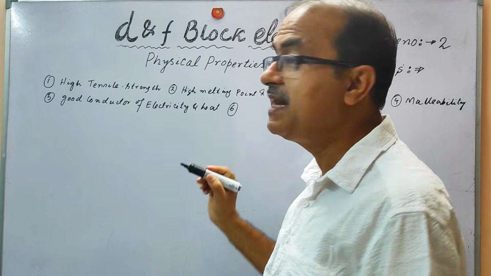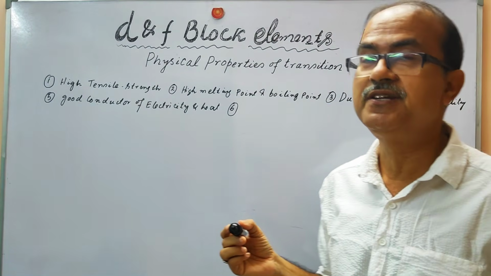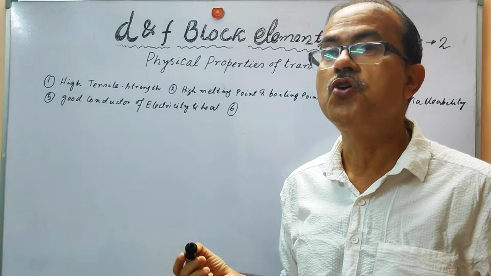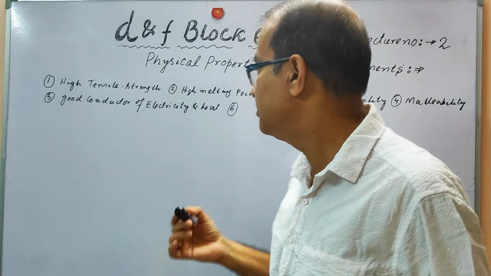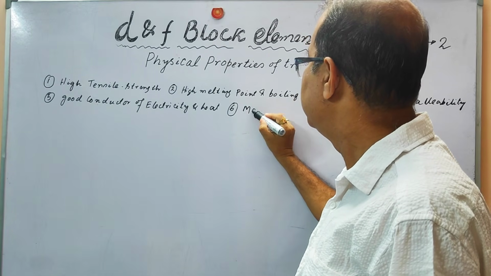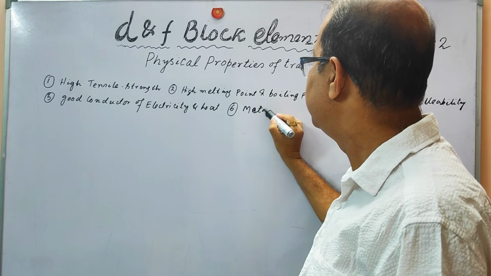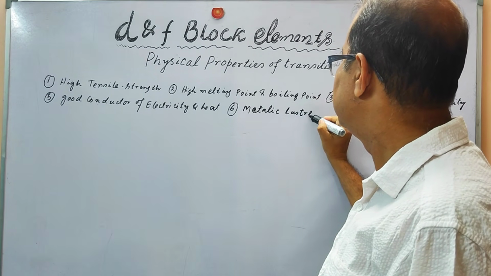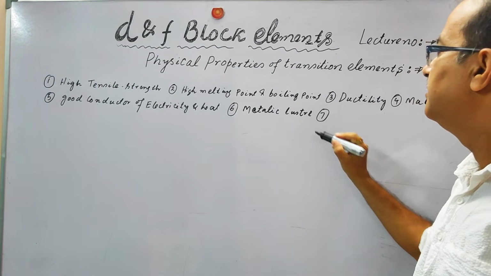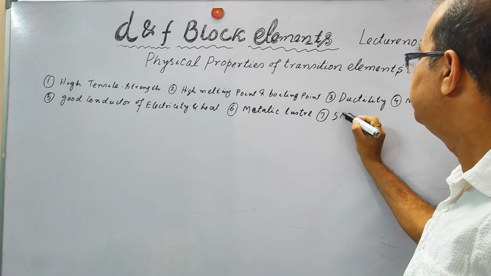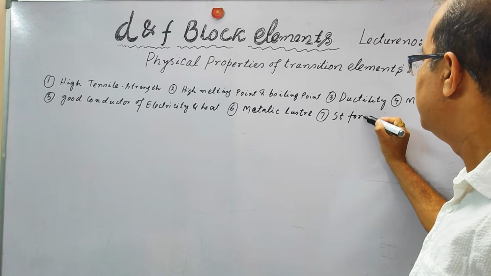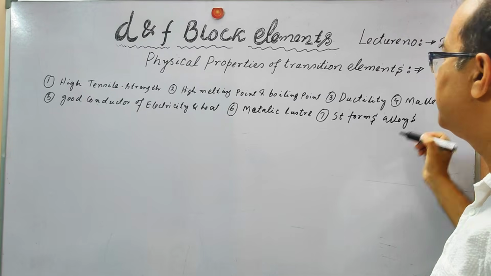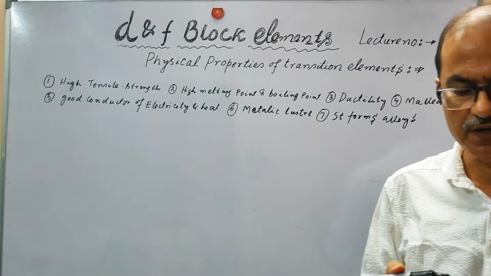Sixth point, it has a metallic structure. The precious elements that we know, platinum, gold or silver, all have good metallic structures. That is why they have metallic luster. And seventh, it forms alloys. So these are the seven very general properties that we observe in transition metal elements.